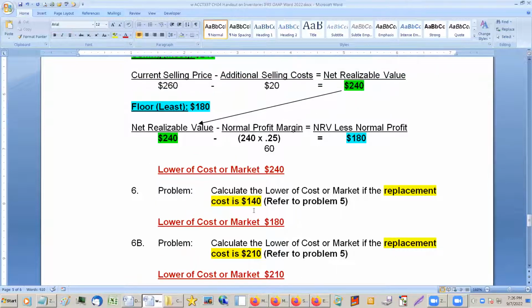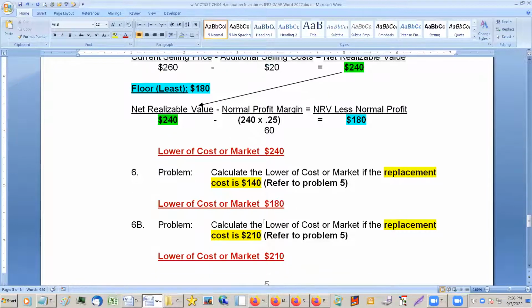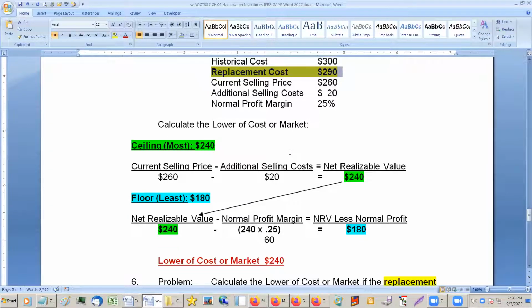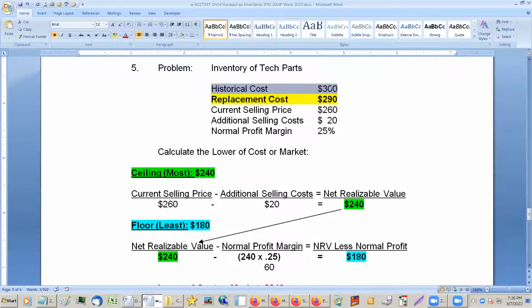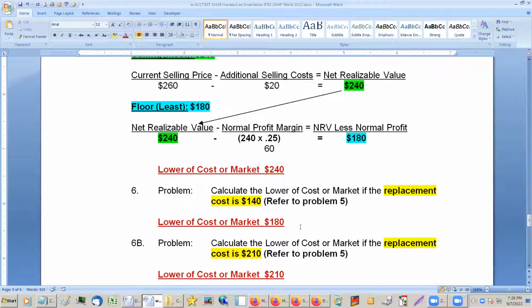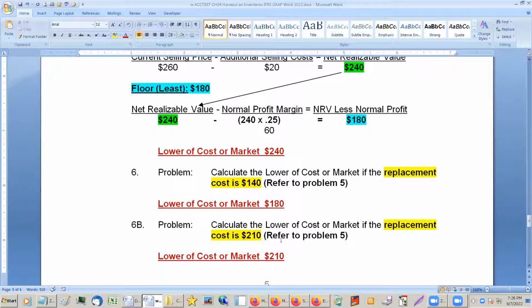What I found oftentimes is people that were using a lower cost or market would just look at the replacement cost. You know, well, here's the replacement cost, write it down to that. You know, this inventory, we paid 300, now we can buy it for 290, we'll write it down to that. Actually, that's not how you do it. Work out the ceiling and the floor for them.